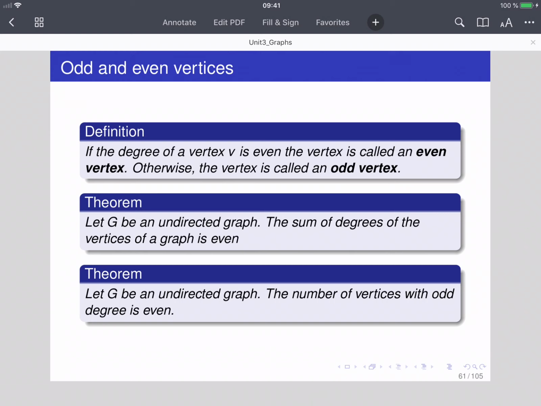Okay, for that we need first a couple of results, a couple of theorems that are very easy to prove, but that will give us a clue in order to check later whether we have these types of cycles, these types of paths in a given graph. So the first theorem is that when we have a non-directed graph, the sum of all the degrees of the vertices in the graph is an even number.